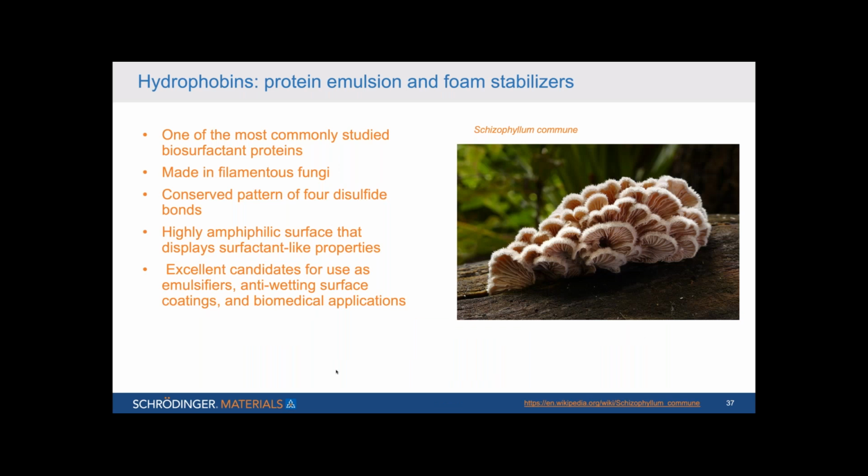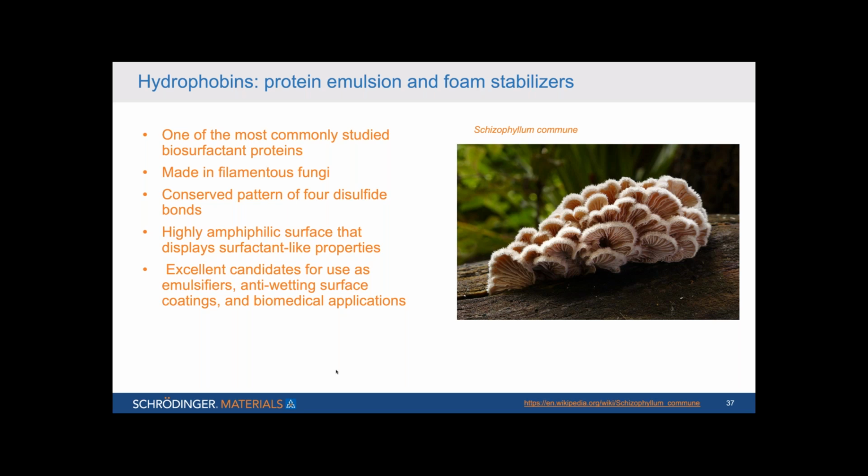One of the most common biosurfactant proteins are hydrophobins. They're used for protein emulsion and foam stabilizers. They're very cheap to make. They occur naturally in filamentous fungi. They're used for breathing and also, in some cases, for growth. They're well conserved, really small proteins. The application areas are immense.